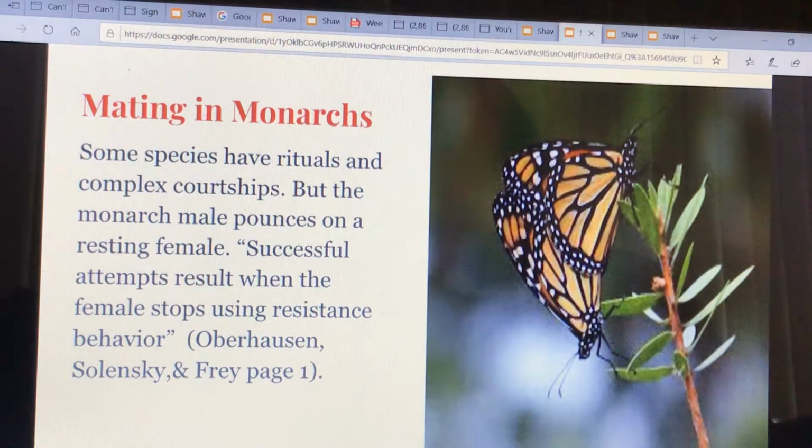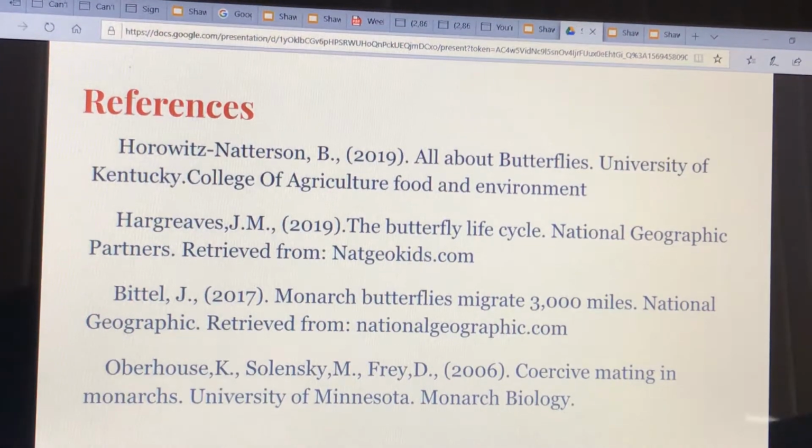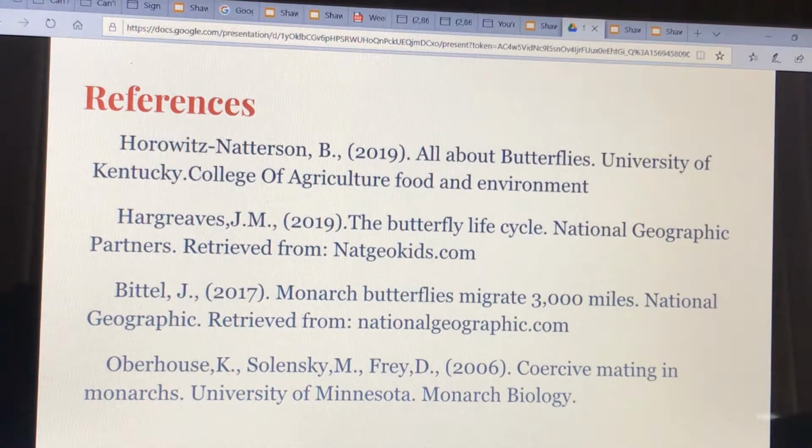Poor little butterflies. So these are the references I used. I found the third one, Jay Biddle, to be most useful only because I wanted to know more about the adult butterfly and what happens after they leave the pupa, expand their wings, and then what. And so that one with Jay Biddle, that one told me more about the migration and their mating.